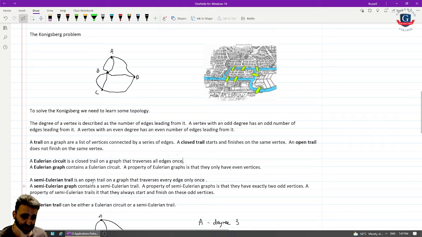Now, a property of a semi-Eulerian graph is that it has a semi-Eulerian trail, obviously, a path where you can actually traverse every edge only once.